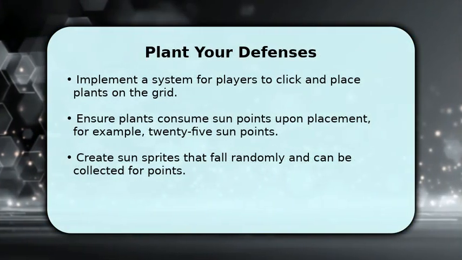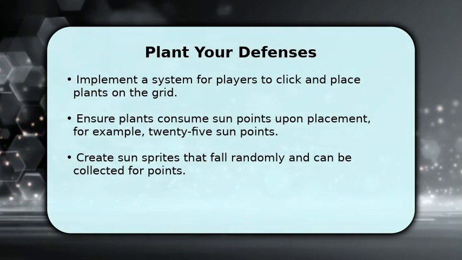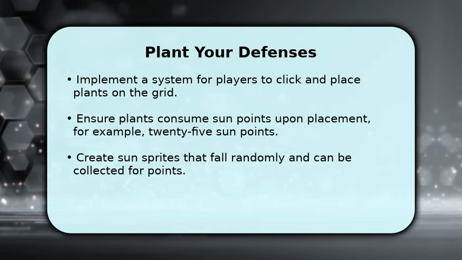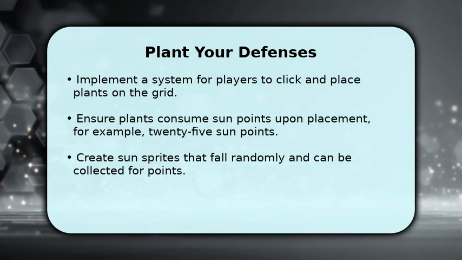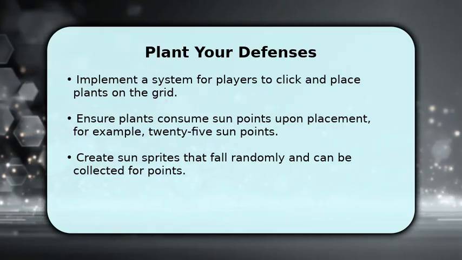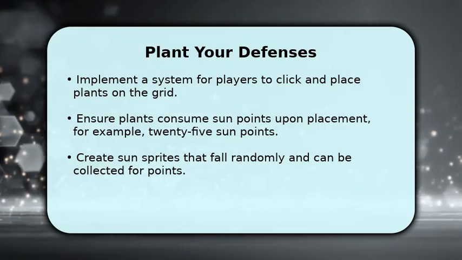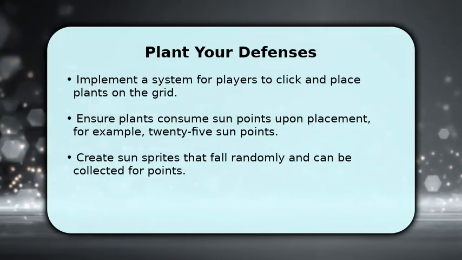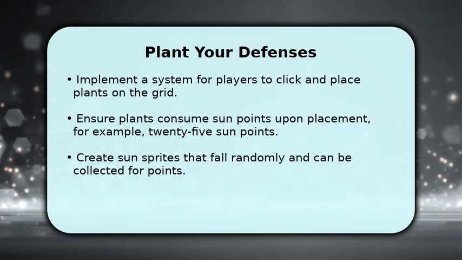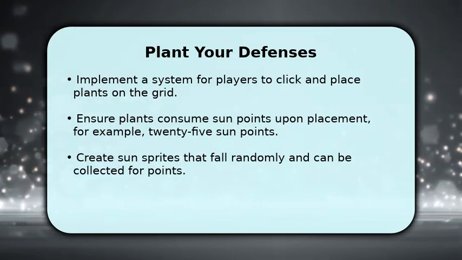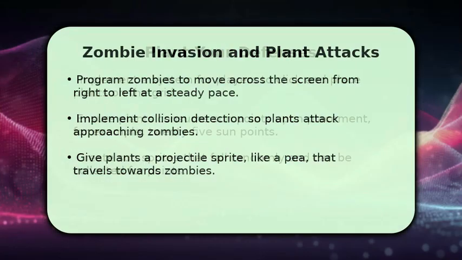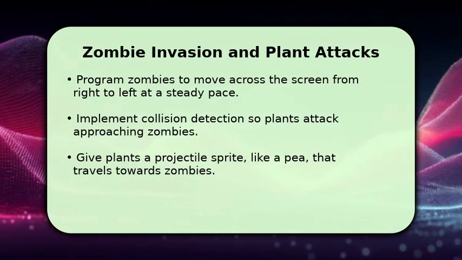Now, let's focus on placing our plants and collecting sun. You'll program a click-and-place mechanic so players can strategically position their plant defenders on the grid. Each plant should cost a certain amount, like 25 sun points. We also need sun to fall from the sky. These sun sprites will appear randomly. When a player clicks on a sun, they'll collect between 10 and 25 sun points, which is essential for buying more plants.